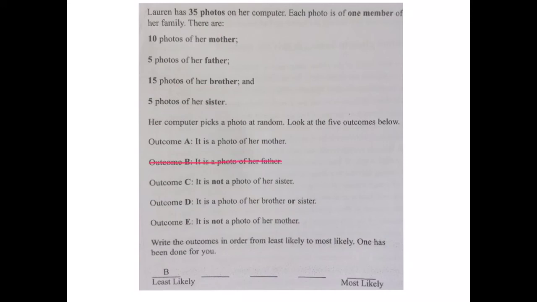Let's look at outcome A. So there are 35 photos. And of the photos, there are 10 of her mother. So the chances of picking a photo of her mother is 10 chances in 35. Outcome C then. Again, we have 35 photos. And this time outcome C, it is not a photo of her sister. So there are 5 photos of her sister. So that means there are 30 that are not of her sister.